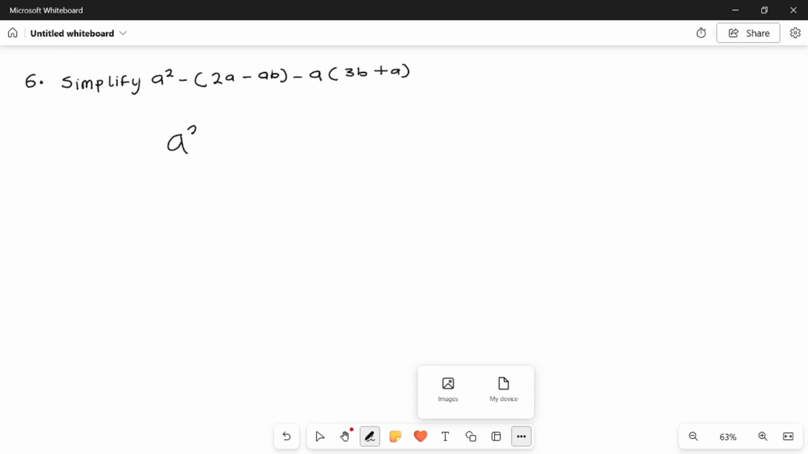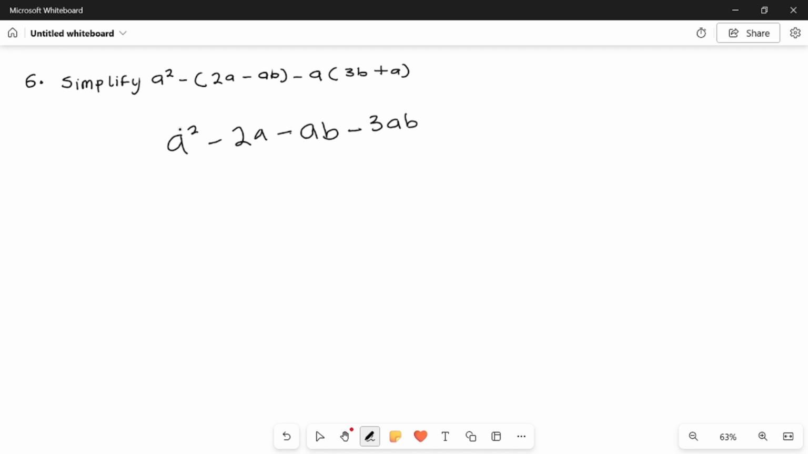So if we're opening our bracket, we'll have a square minus 2a minus ab minus a times 3b, that will be 3ab. It will be 3ab because here there's no a and here there's a. So we cannot add their powers or subtract their powers because they're not common bases. So they will just join to become 3ab.